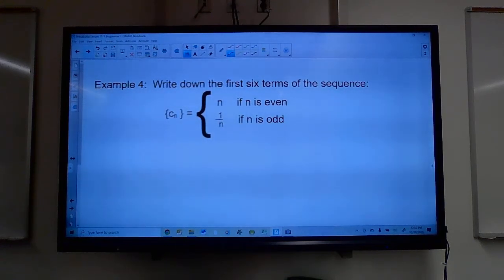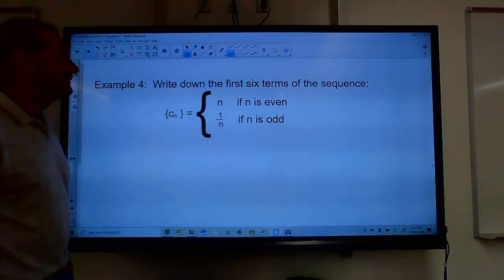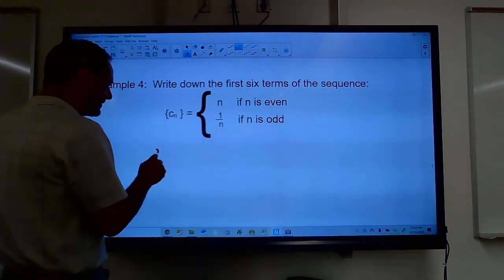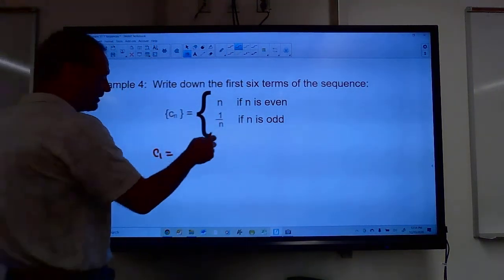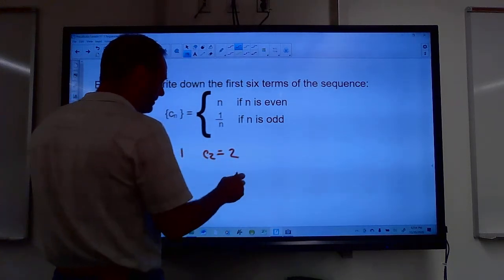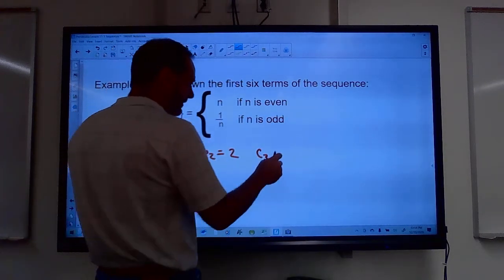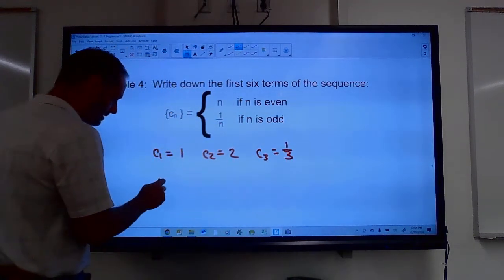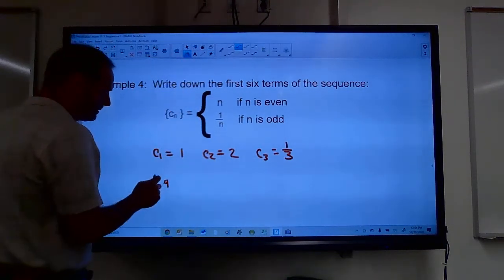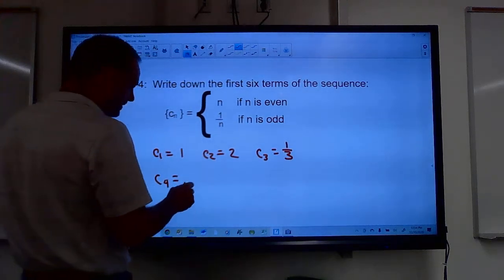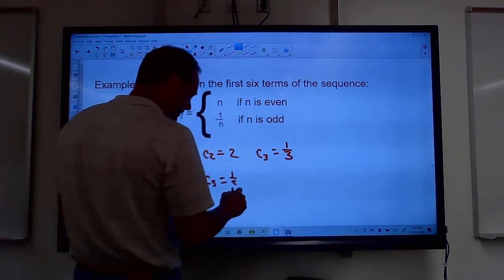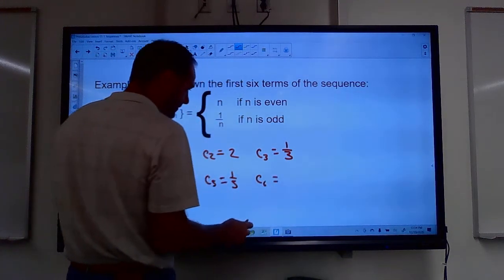All right, write down the first six terms of the sequence C sub n is n if n is even and 1 over n if n is odd. All right, so C sub 1. Well, that's odd, so that's 1 over 1, which is 1. C sub 2, that's even, so that's just going to be 2. C sub 3, that's odd, that's going to be 1 over 3. C sub 4, that's even, so that's just going to be 4. C sub 5 is going to be 1 over 5. And C sub 6 is going to be 6.